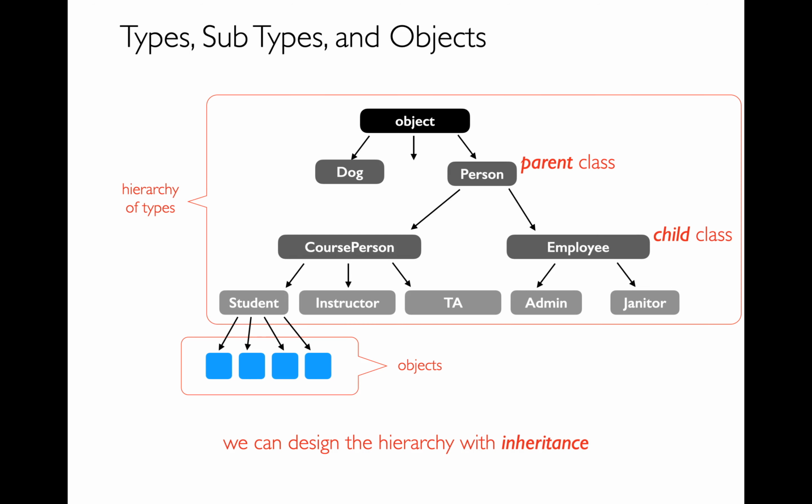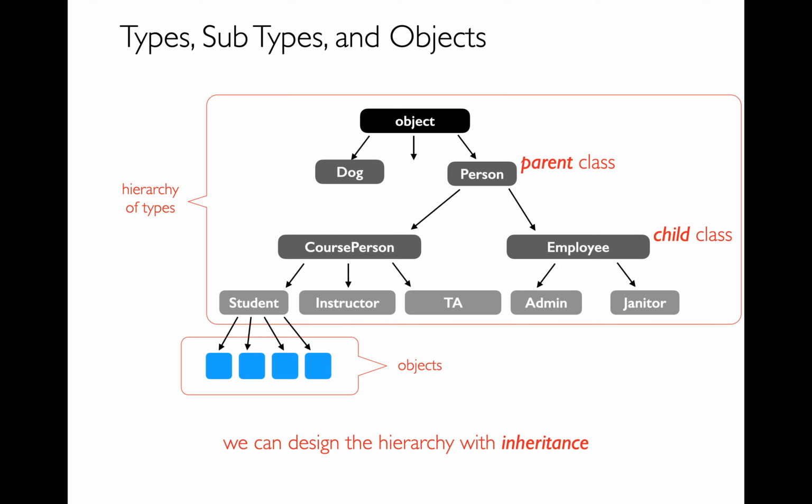Right? Maybe there's other kinds of employee, right? Maybe there's administrators and janitors. And so we can see that even though we have person very generally, we have subtypes of person and then subtypes. And just a little vocabulary there. Person is an example of what we might call a parent class or a base class. And then when we have a more specific type, we'll call that a child class.